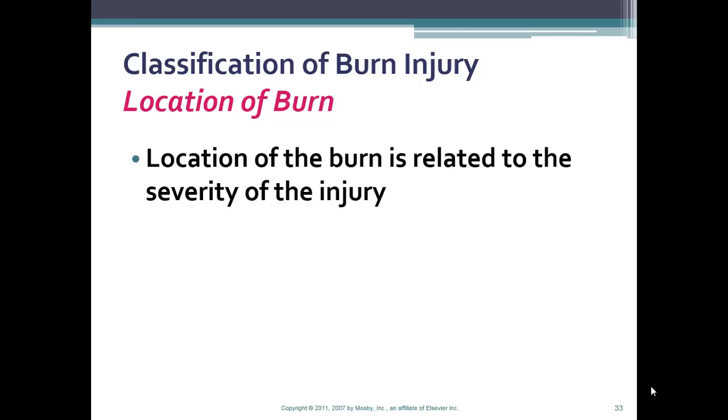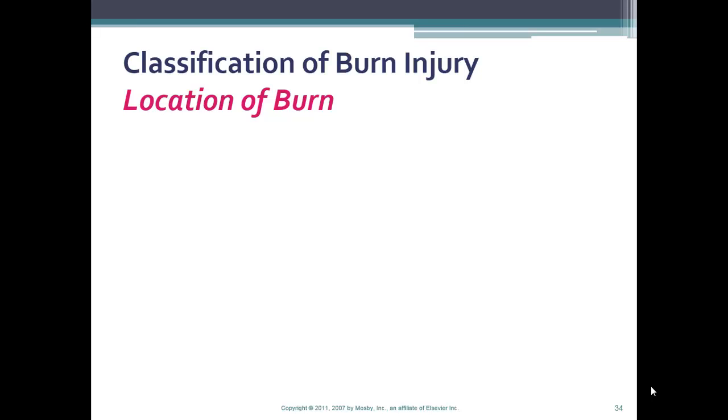So here again, the location of the burn is related to the severity. If the face, the neck, or the chest are burnt, the patient is at risk for respiratory complications. If it's the hands, the feet, the eyes, or the joints, they're going to have a problem with self-care. And the ears, nose, buttocks, and perineum are at higher risk for infection. Patients may develop compartment syndrome from burns.